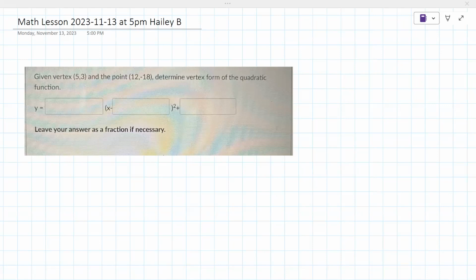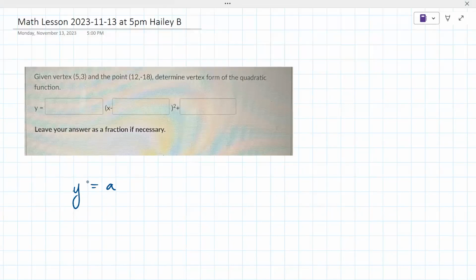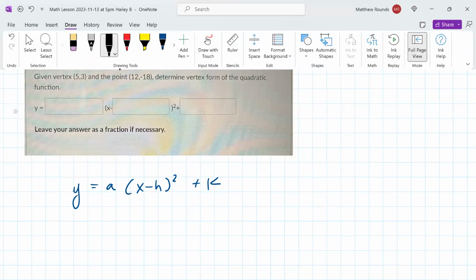Yes. All right, so it says given vertex (5, 3), endpoint (12, -18), determine the vertex form of the quadratic equation. So you do need that: y = a(x - h)^2 + k. So you're given h and k in your problem.